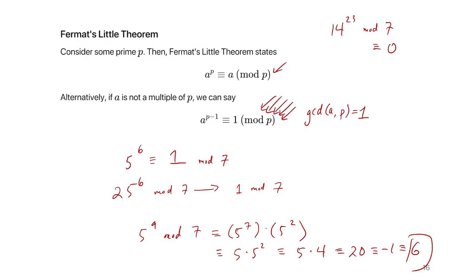14 to the anything will always be 0 mod 7. So that's why the first case holds in general, second only holds when A is not a multiple of P. And since P is prime, that's equivalent to saying the GCD of A and P is just 1. Is that clear? You'll get 14. But 14 is equivalent to 0 as well. So it also works.